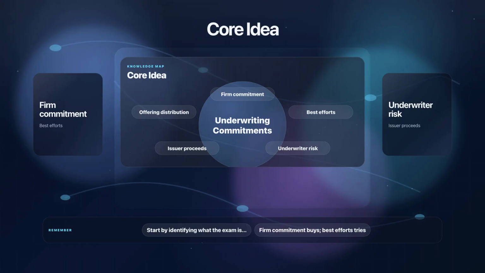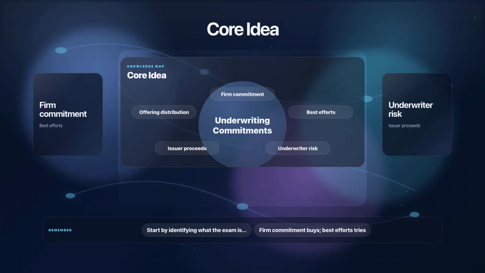The core idea is that firm commitment and best efforts underwriting differ in who takes distribution risk and what the underwriter promises. Domain 3 is highly practical. It tests order handling, account structure, customer information, settlement, suitability, and prohibited conduct. Your job is to connect the rule to the customer, the transaction, and the safest compliant action.